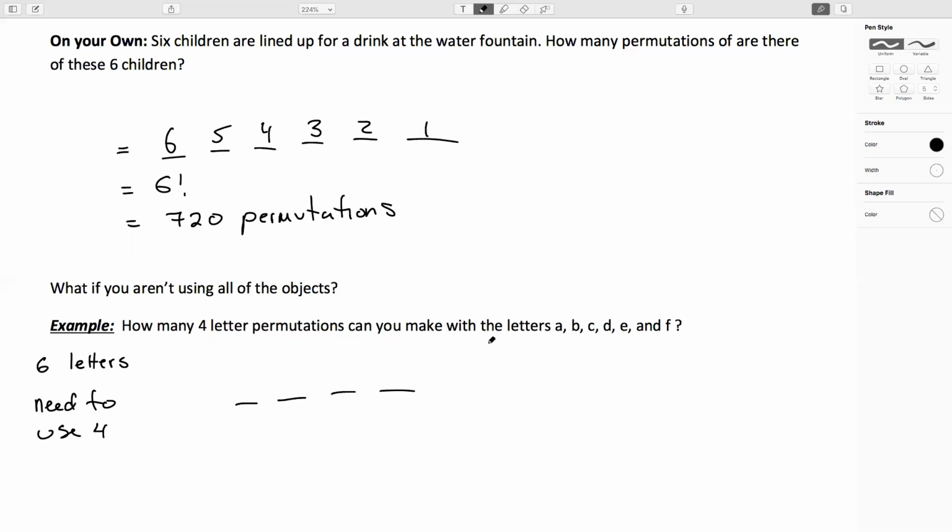But this time, we're not going to use up all our options. For the first blank, we've got any of those letters to use, so we've got 6 options. For the second spot, we've got 5 options, 4 for the third, and 3 for the fourth. But we're never going to get down to the point where we only have 1 choice left. So 6 times 5 times 4 times 3 becomes the number of outcomes. And the number of outcomes will work out to 360 permutations.